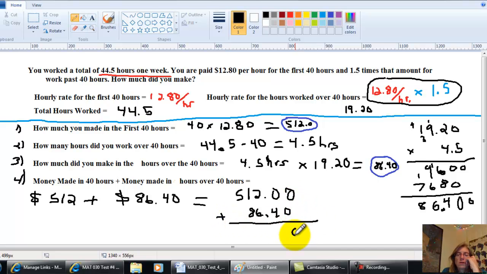0 plus 0 is 0. 0 plus 4 is 4. The decimal comes down there. 6 plus 2 is 8. 8 plus 1 is 9. And then 5 comes down. So let's make that a 9. $598.40. So if you have a Christmas break job that pays you overtime, when you work overtime because there's a lot of people in line, you'll get more money. Okay.